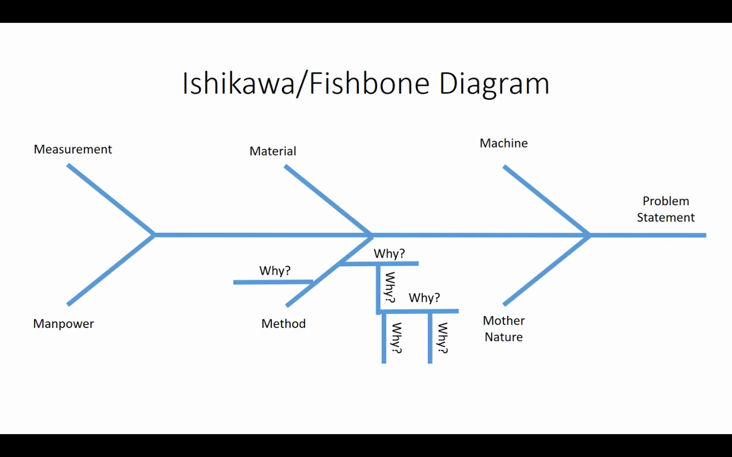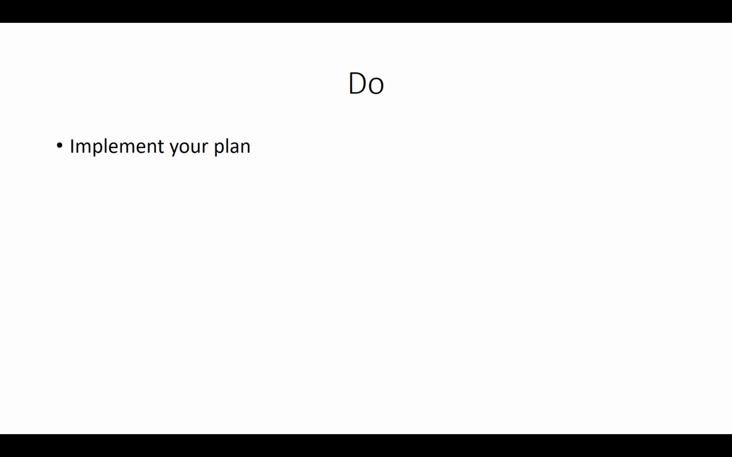All right, so we've done all of this planning, and we've got to our root cause, and now we're going to do something, right? We've developed our plan, we have our countermeasures, and we're going to simply do it. That's it. We're going to implement our plan. This is the simplest step, but also oftentimes the most work.